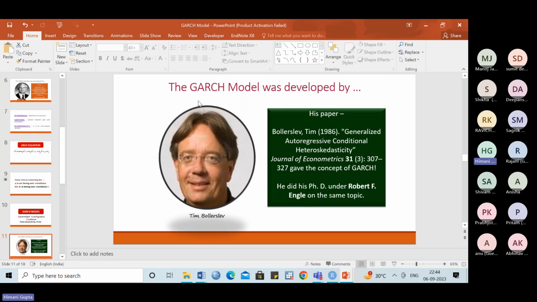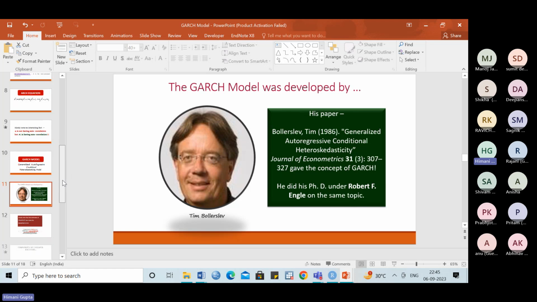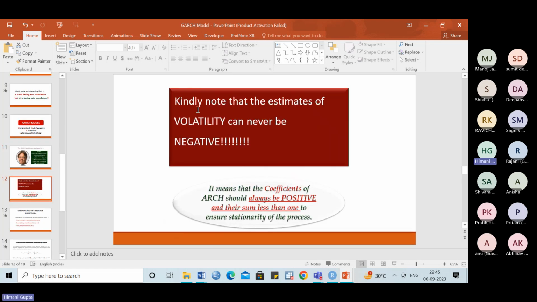Now what he is saying is that even my previous variance can affect the model, and ARCH says that some external shocks can affect the model. So Tim Bollerslev combined both things. He says that previous shocks are also impacting the volatility, and the previous variance is also impacting the volatility. So both things are affecting your ARCH and GARCH model, but always remember volatility can never be negative.